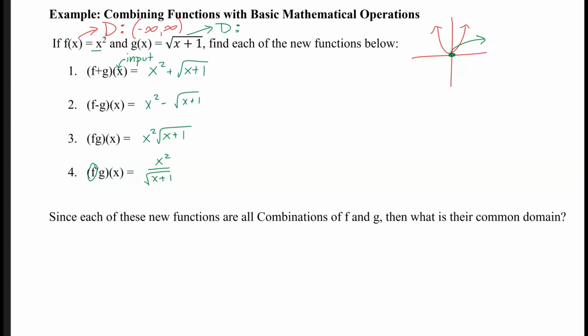Would it be, this might be wrong, negative 1 comma infinity? Exactly. Yes, because it was moved left 1, right? So this function has been moved left 1. That's what the plus 1 does. So now our domain is from negative 1 to infinity.